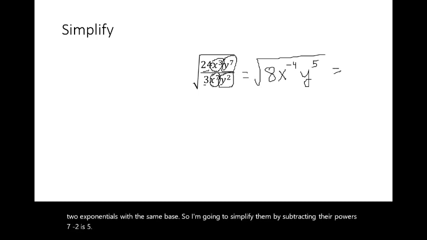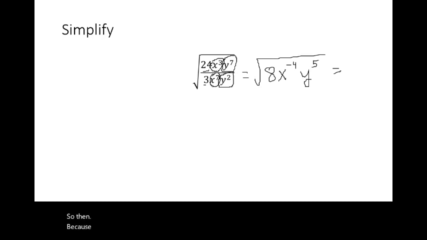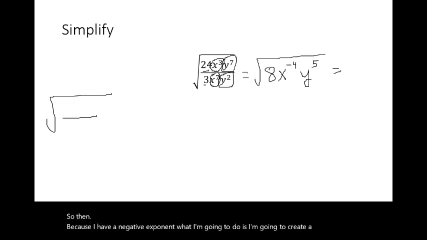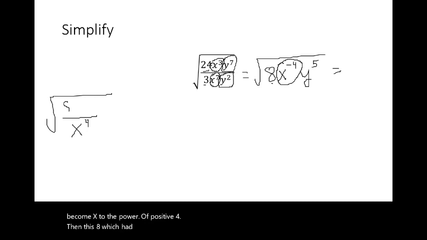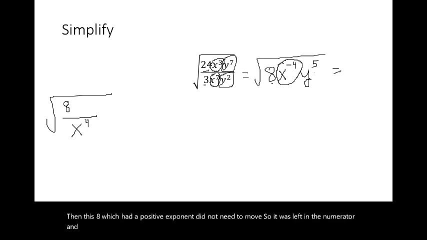So then, because I have a negative exponent, what I'm going to do is create a new denominator. This x and its negative exponent are both going to move into the denominator to become x to the power of +4. Then this 8, which had a positive exponent, did not need to move, so it was left in the numerator. And this y to the power of +5's positive exponents don't need to move, so I'm going to leave that in the numerator.